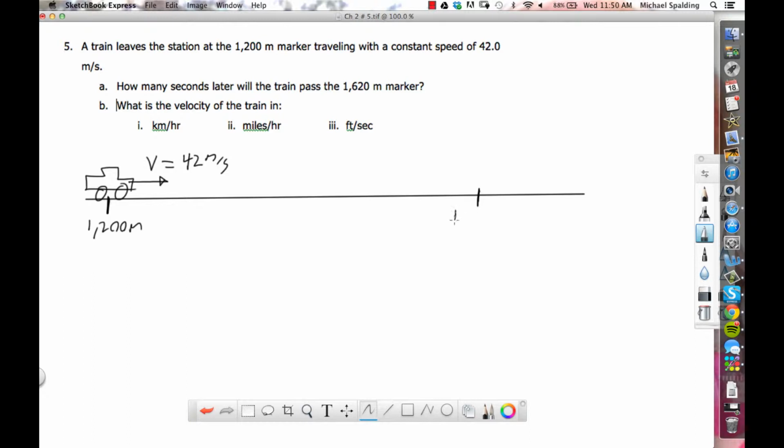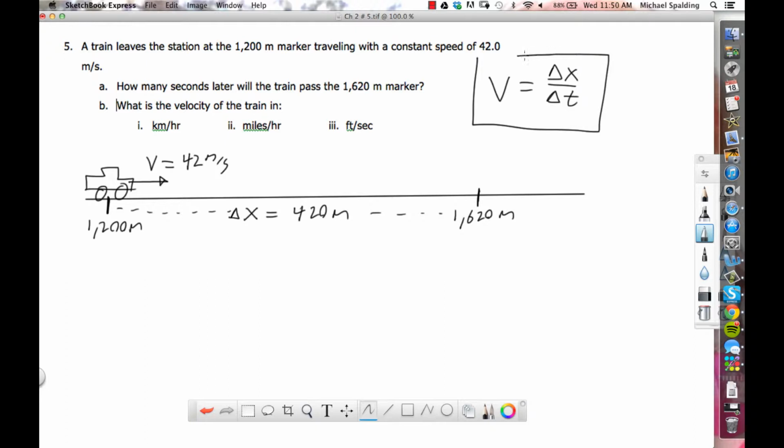So down the road here is 1,620 meters. So look, what is the displacement, the delta x? What's the displacement from 1,200 to 1620? 420. And that's what matters, right? That's what matters. Because when we define velocity, the definition for velocity is displacement over time. Okay, so taking our definition for velocity and rearranging it with algebra, we're looking for time, right?